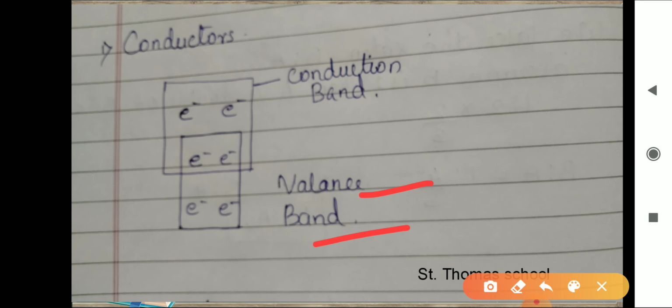In this compound or molecule, or even you can call it an element, if they want to conduct electricity, then this electron has to go into a conduction band. This is a valence band, right? And if they want to conduct electricity, this electron has to go into a conduction band. So this conduction band is what? It is a higher energy band. If this electron comes here, in the conduction band, then it will conduct electricity.